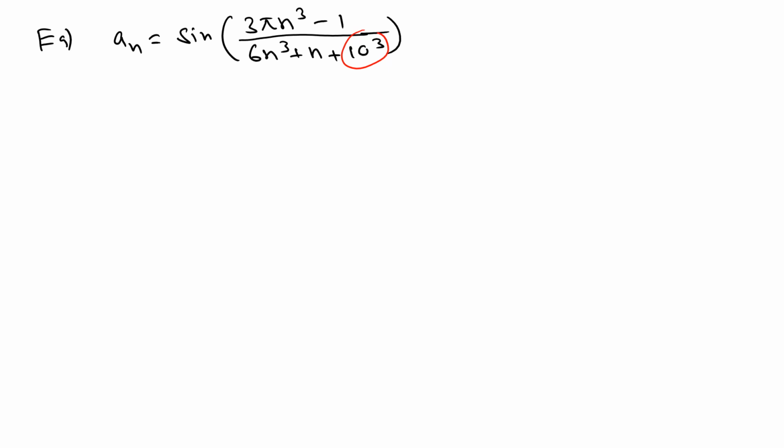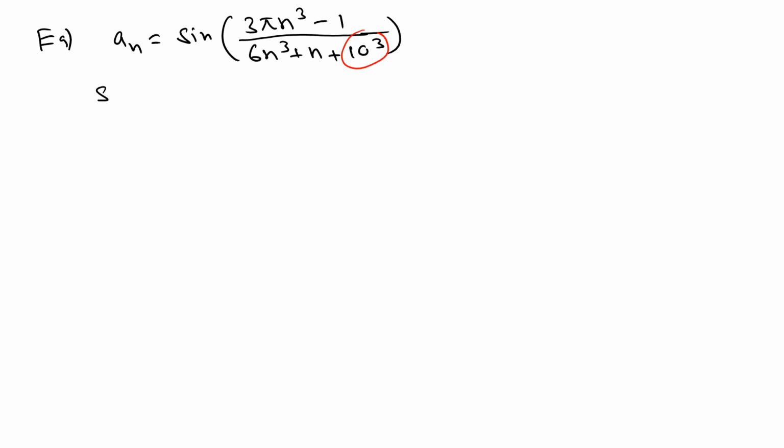Let's say you have a sequence a_n which is sine of (3 pi n cube minus 1) divided by (6 n cube plus n plus maybe 10 to the cube), like a large number. Since n goes to infinity, it doesn't really matter what you have here. It can be a million or a billion, it doesn't matter because n goes to infinity. So we disregard that number. Now we know that this is a sine function.